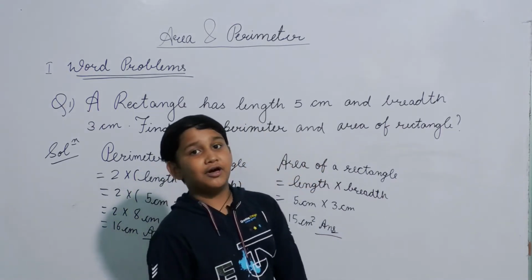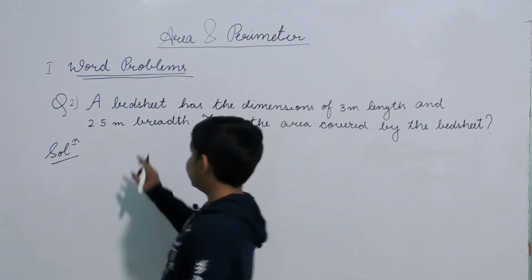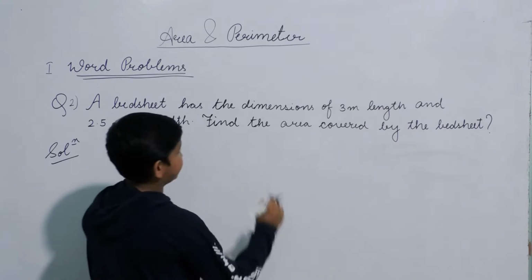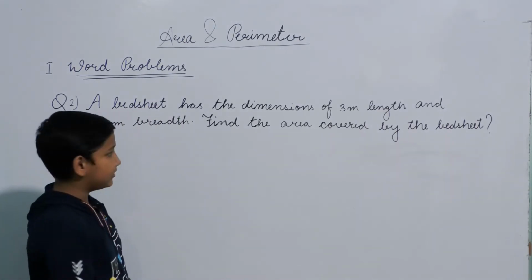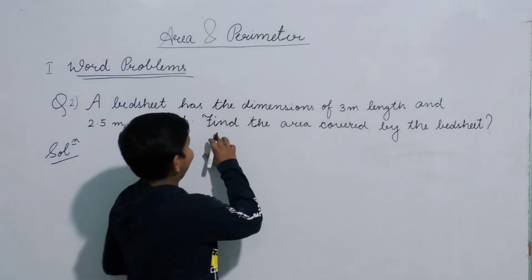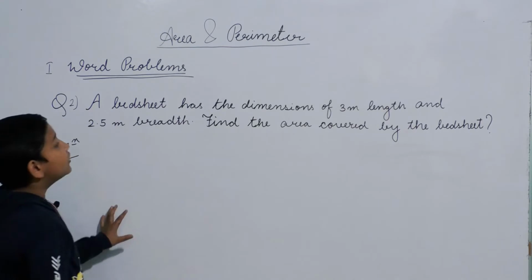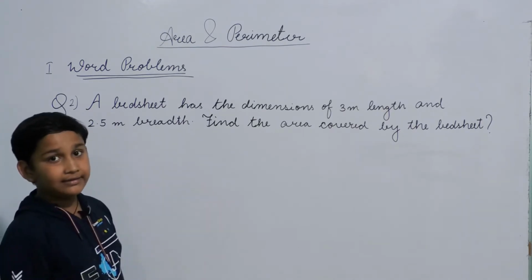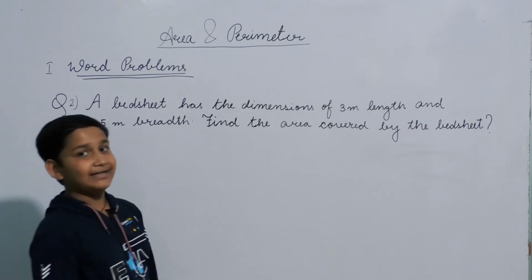So let's move on to our next question. A bedsheet has the dimensions of 3 meter length and 2.5 meters breadth. We need to find the area covered by the bedsheet. There is a bedsheet whose length is 3 meters and breadth is 2.5 meters. We need to find its area.